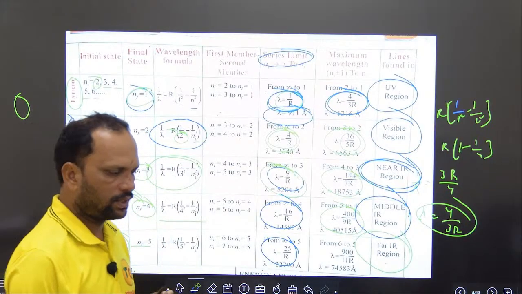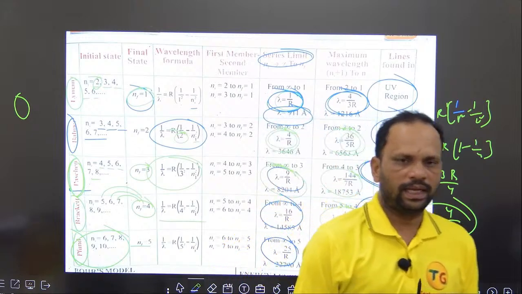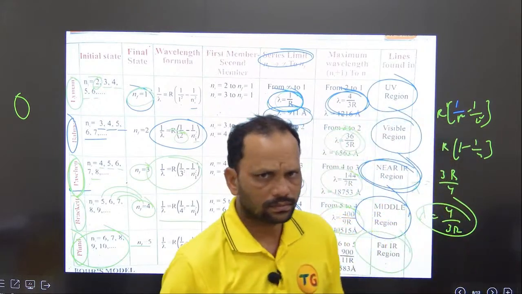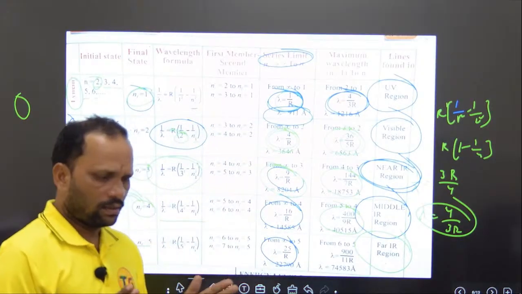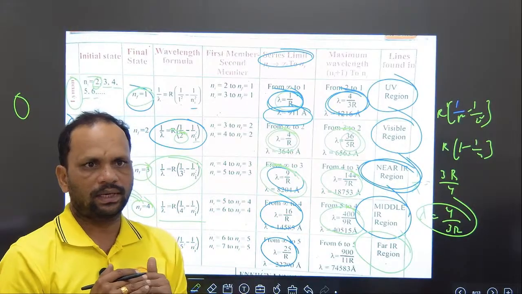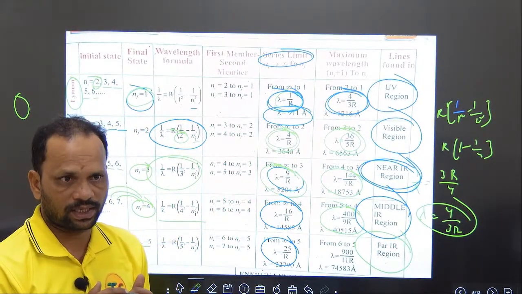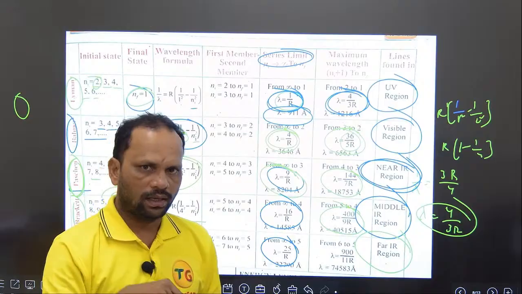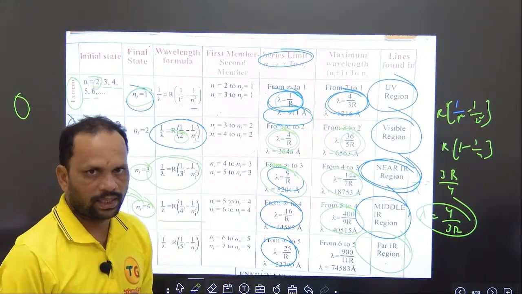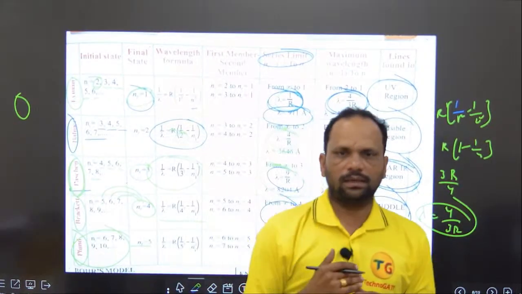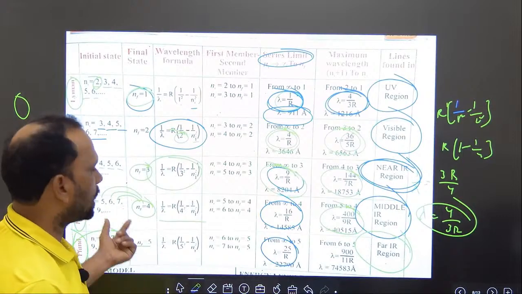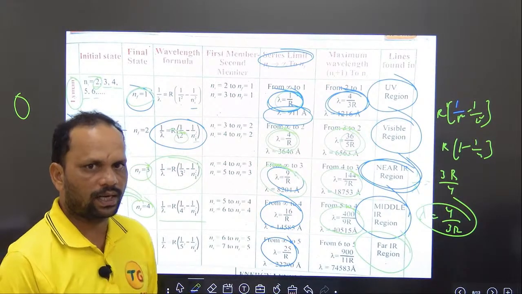Once again I'll give a brief explanation of the hydrogen spectrum. Whenever an electron jumps from a lower energy level to a higher energy level, it is in an unstable state. It is not in a stable state. Then it should come back to the ground state by releasing some energy in the form of an electromagnetic wave. Depending on the transition from the higher state to the lower state, there is a spectrum. That is the Lyman, Balmer, Paschen, Brackett and Pfund series.